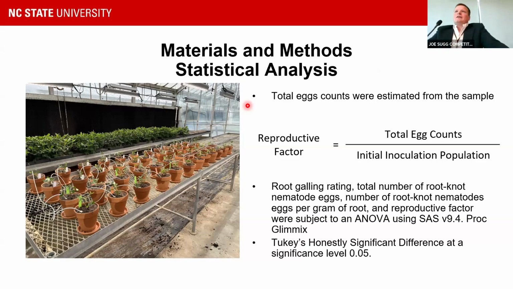So as you see, a reproductive factor of 1 or greater would represent a line that was more susceptible, and a reproductive factor closer to 0 would be a line that showed higher resistance. And then from there, we took all the data we collected of our galling rating, our total egg counts, our eggs per gram of root, and our reproductive factor, and subjected that to an ANOVA in SAS using a mean separation of Tukey's HSD at a significance level of 0.05.